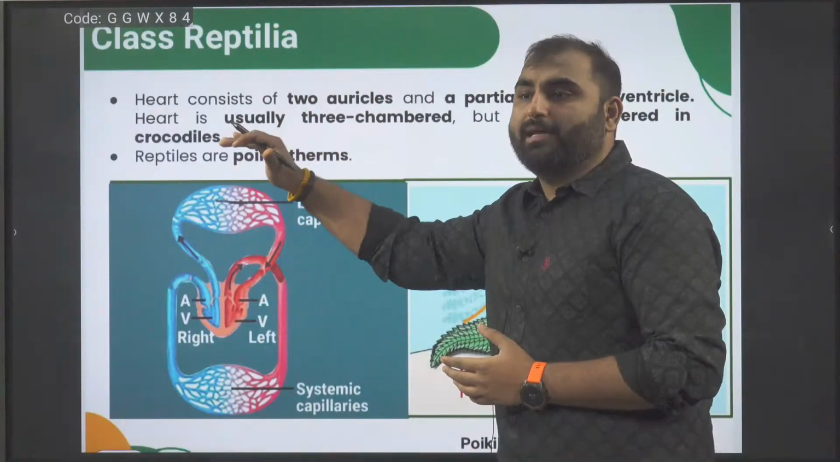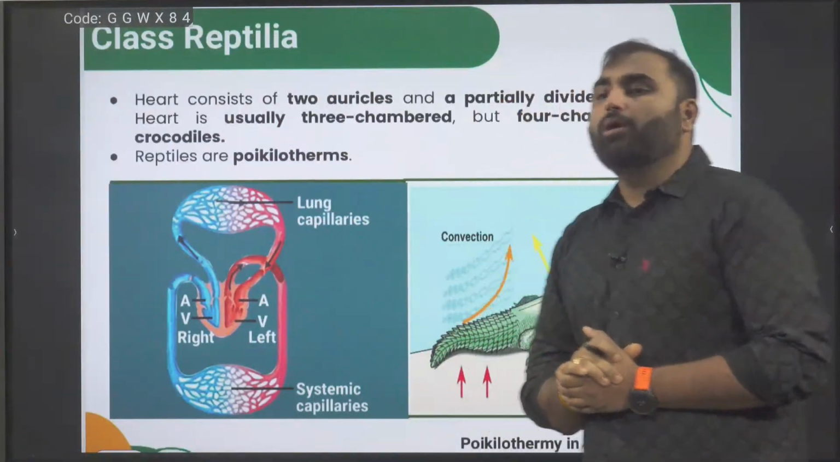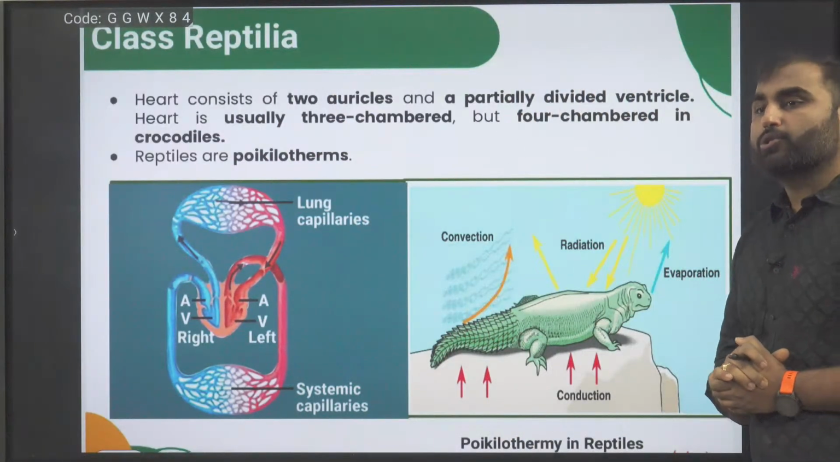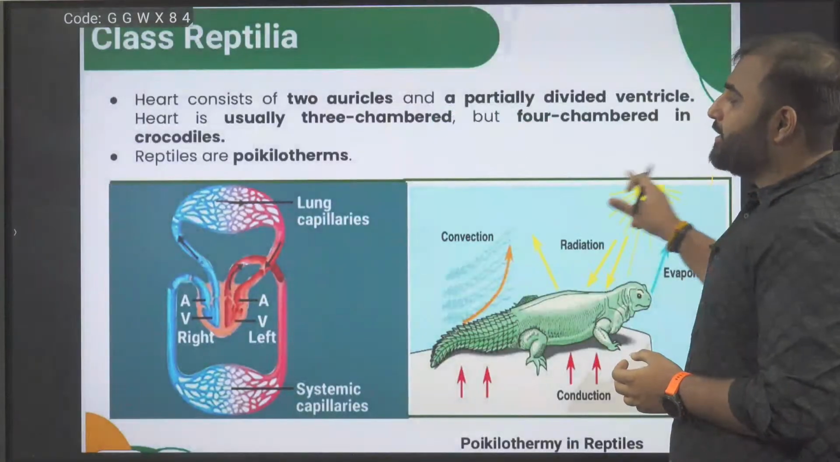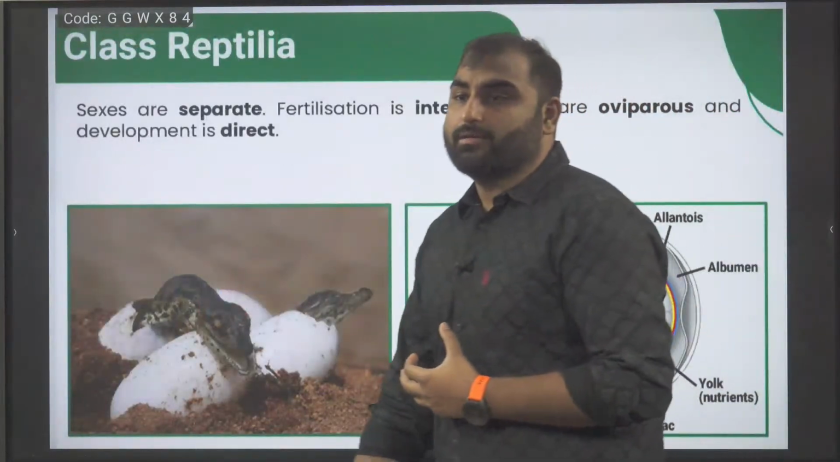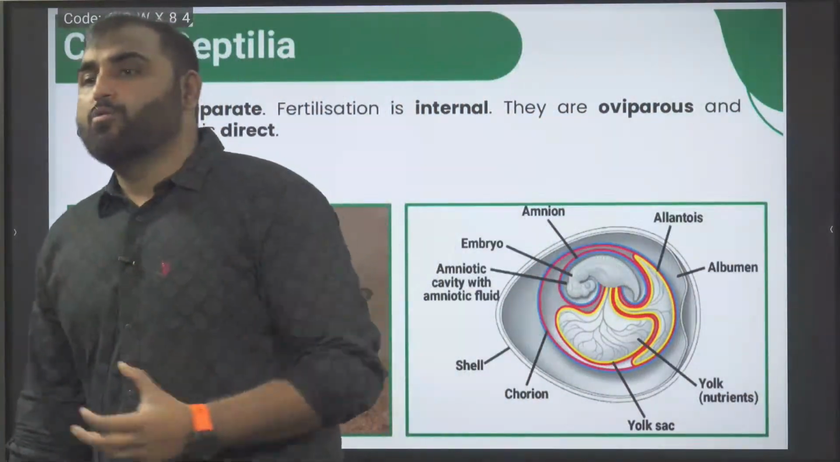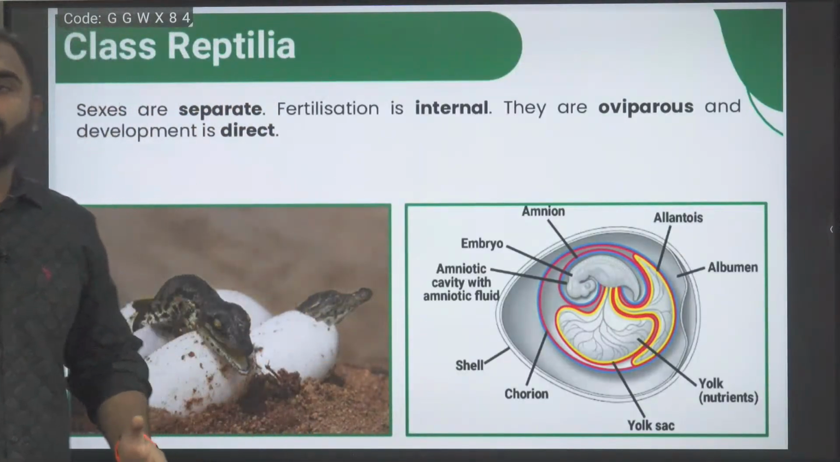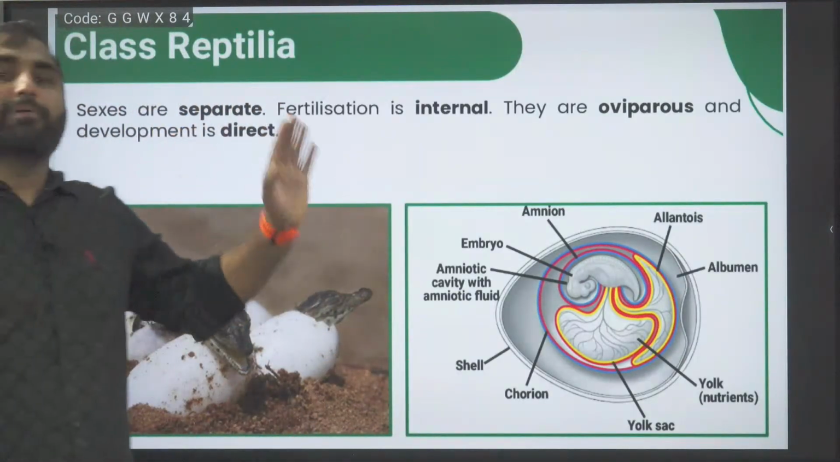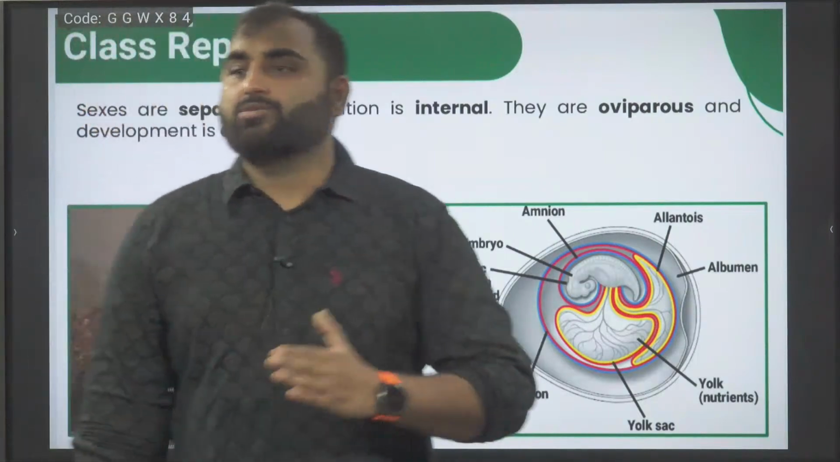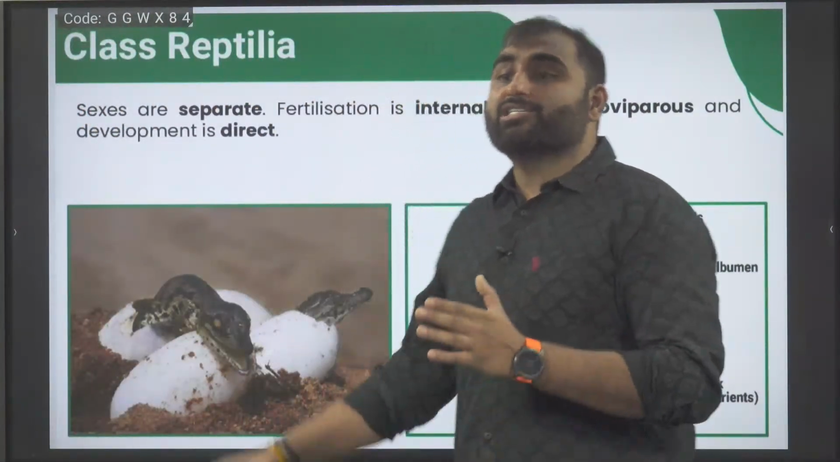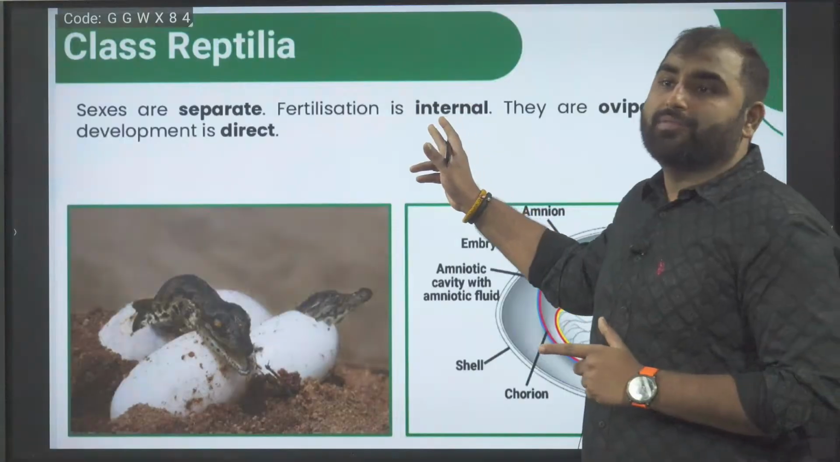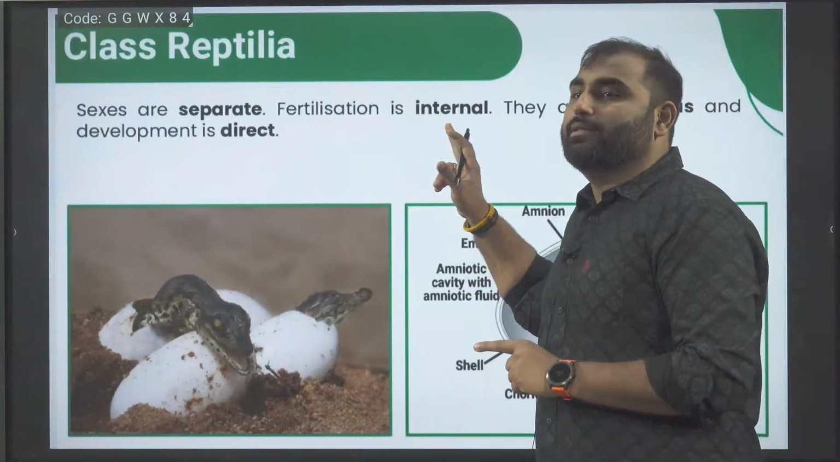Okay? And reptiles are what? Reptiles are cold-blooded. They cannot regulate their own body temperature. Correct? And now moving ahead, talking about the reproduction, sexes are separate. Male, female sex will be separate. Fertilization is inside the body.